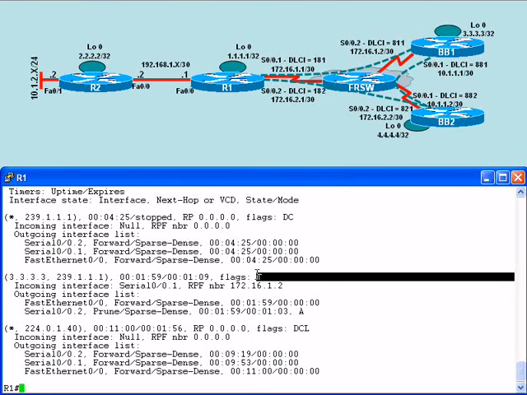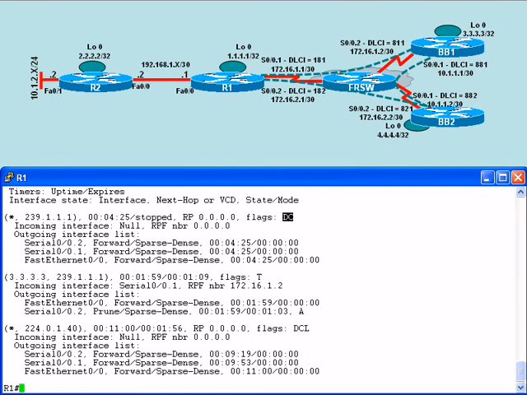Also notice that in addition to the D, the dense mode flag, we pointed this out earlier, on the star comma G entry, we also have the C flag. As a reminder, this indicates that we have a receiver for this group connected to this router. In our example, router R2 is acting as the receiver, and it is directly attached to router R1.